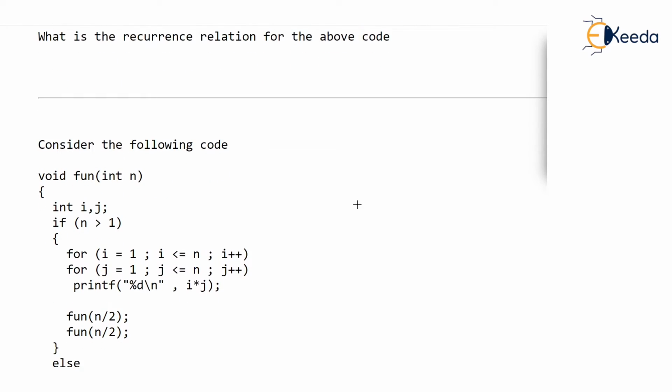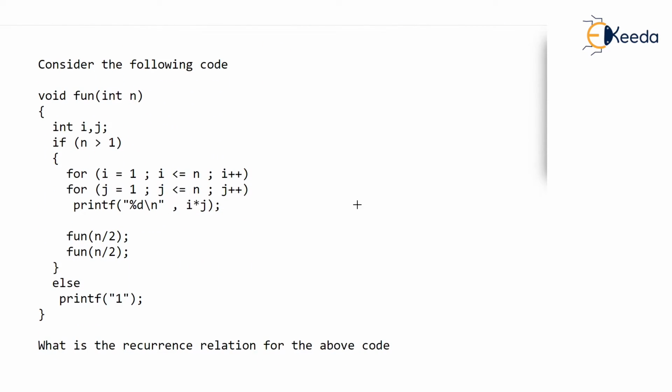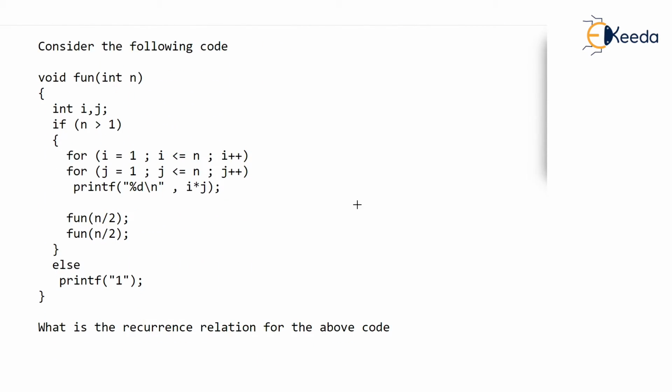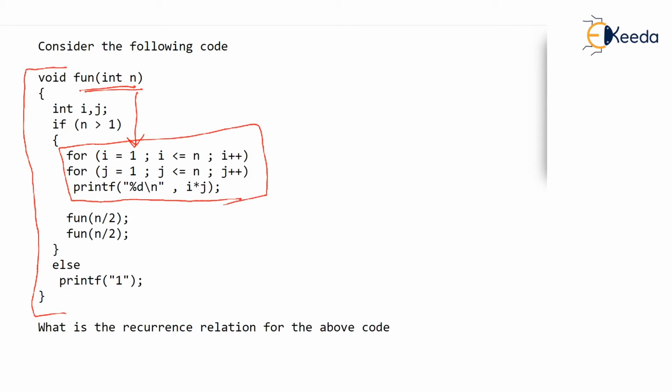Now just check this. What will be the recurrence relation for the given code here? You can again pause the video and first of all find out the answer. What is going to be the recurrence relation for this? Just see, if fun is called with the parameter n, then this nested for loop will run, and the nested for loop is going to run n times followed by n times.